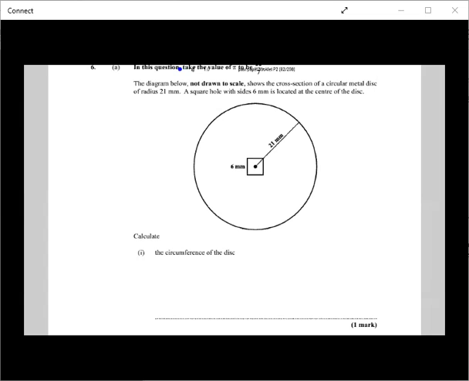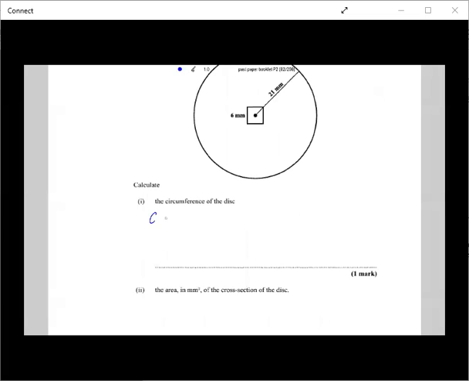Well, that shouldn't be difficult. Circumference C is equal to 2 pi r. And of course, everybody knows if you can't get all of the marks, you should at least try to get some of the marks.